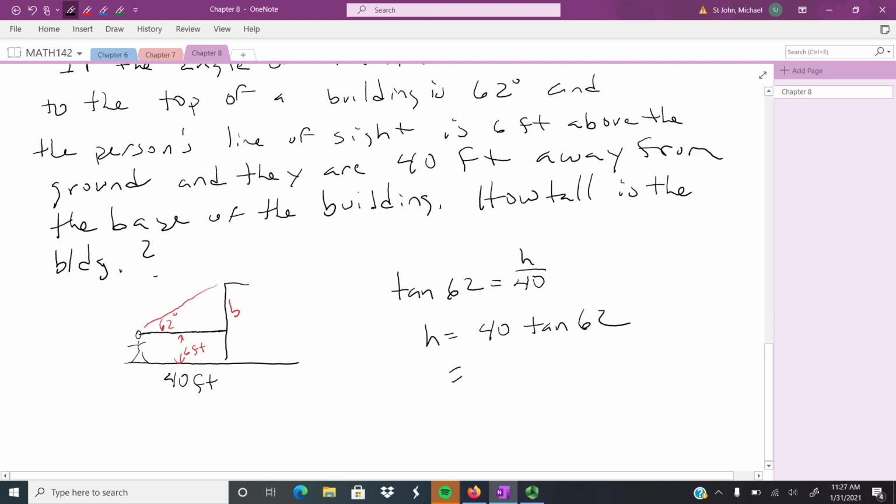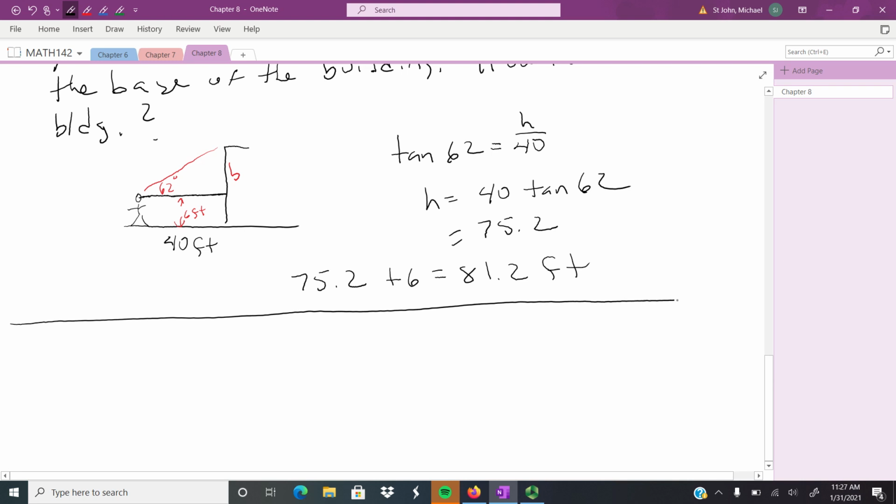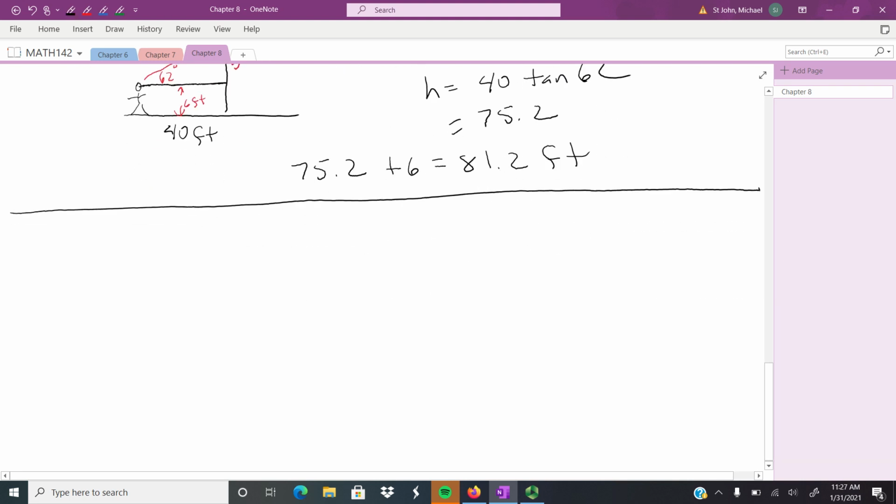And that we could plug in, and this number comes out to be 75.2, right? And so the height of the building is going to be 75.2 plus the 6, so we get 81.2 feet for the height of the building. Well, that's right triangle stuff. Then the chapter talks about other types of triangles, so oblique triangles.